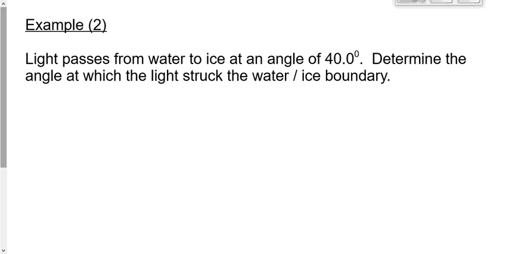One more example that I want to do here. Example number 2 says light passes from water to ice. By that we mean liquid water to ice, right? At an angle of 40 degrees. There's my boundary. There's my normal line. Let's say that this is water. It's going from liquid water.